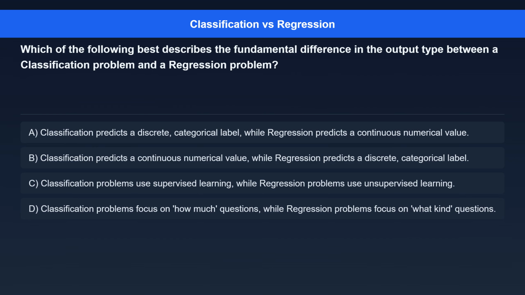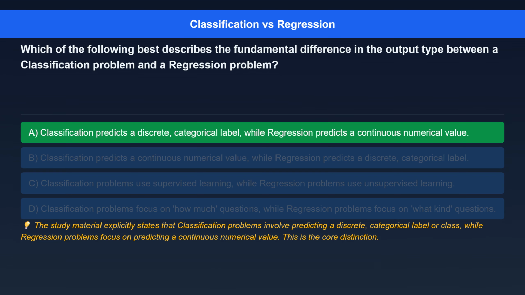Question 4. Which of the following best describes the fundamental difference in the output type between a classification problem and a regression problem? Option A. Classification predicts a discrete categorical label, while regression predicts a continuous numerical value. Option B. Classification predicts a continuous numerical value, while regression predicts a discrete categorical label. Option C. Classification problems use supervised learning, while regression problems use unsupervised learning. Option D. Classification problems focus on how much questions, while regression problems focus on what kind questions.